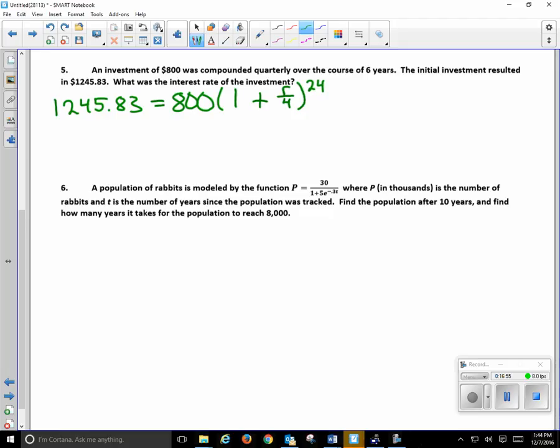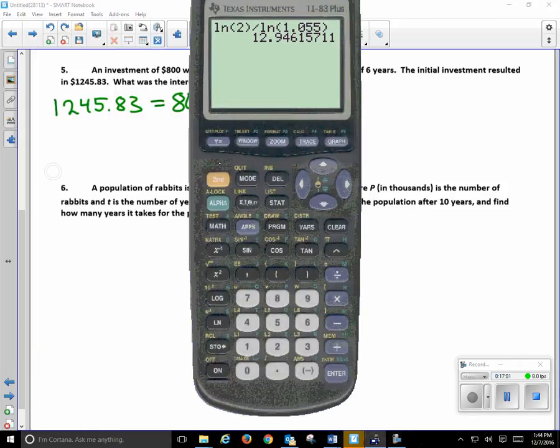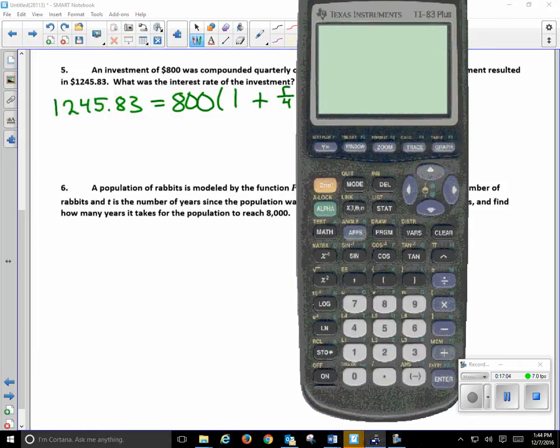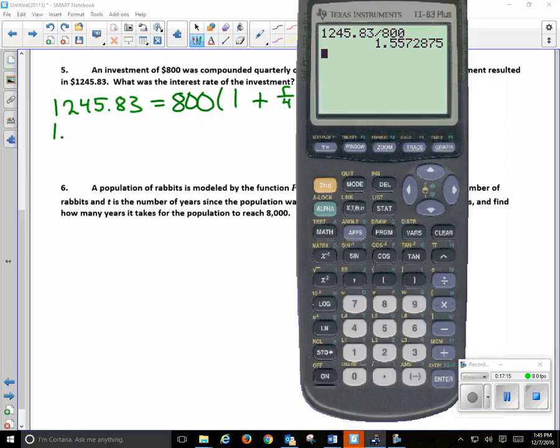So I want to solve for r. What would you do to solve for r first? So let's divide by 800. 1245.83 divided by 800. And since I'm solving for a rate, I'm going to write this out to a number of decimal places, because a rate is usually measured to the thousandth, 10,000th actually. So we're going to go 1.55729. I think that'll be plenty of decimals. Is equal to (1 plus r over 4) to the 24th power.